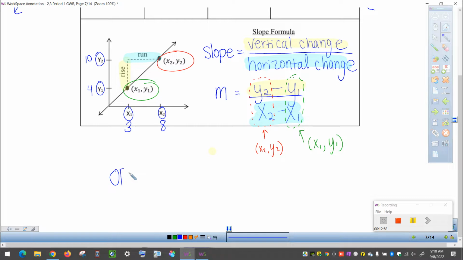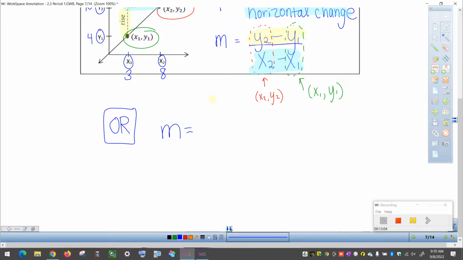But I think it's also useful for you to know that you could do it the other way around, as long as you keep the order of your subtraction consistent from the top to the bottom. So look at this. You could actually do y1 minus y2, as long as on the bottom you do x1 minus x2. So no worries about how do I know which one goes first? It doesn't actually matter. Just make sure that whichever point value you choose to go first on the top, that corresponding x value is going first on the bottom.